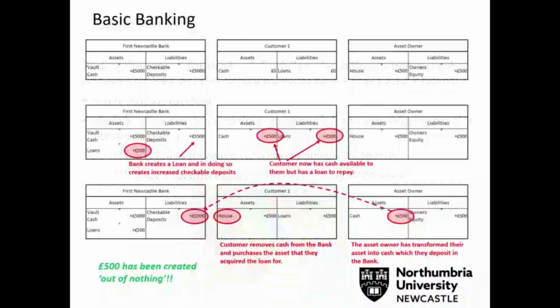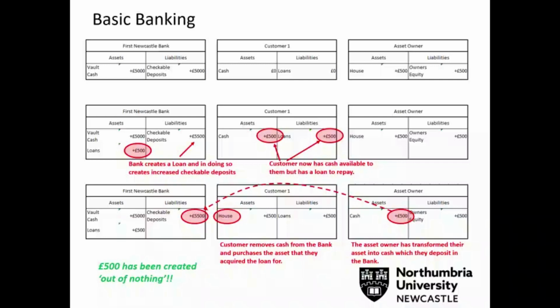Okay, let's have a look at a transformation example and how a bank generates wealth and ultimately creates £500 out of nothing in this example. And that is the wealth creation process. So look at the top. We have our bank, which has 5,000 in deposits or cash reserves. We have customer one, who wants to buy a house. And then on the right hand side, we have an asset owner, someone that has a property, and that property is valued at £500.